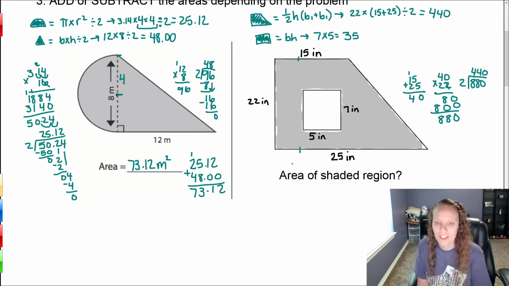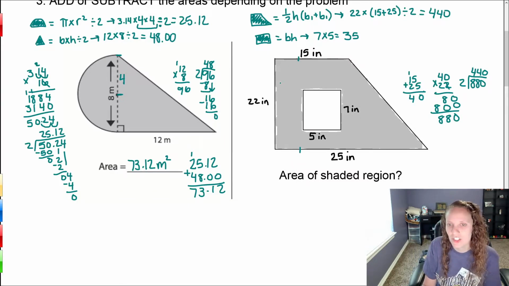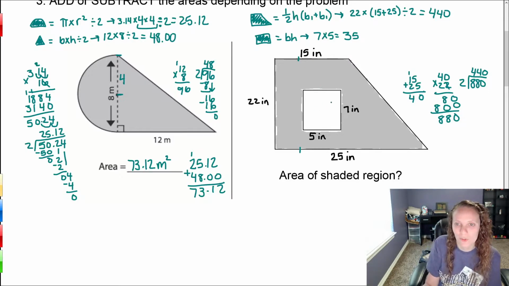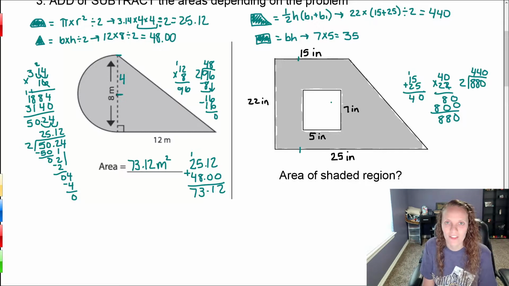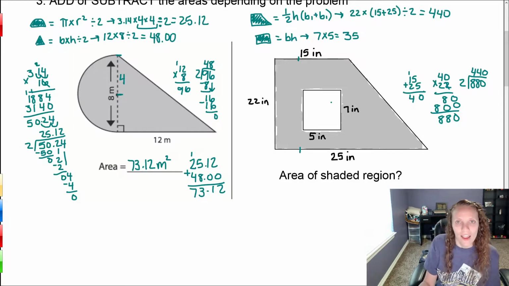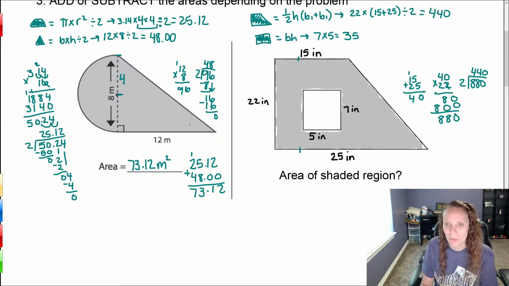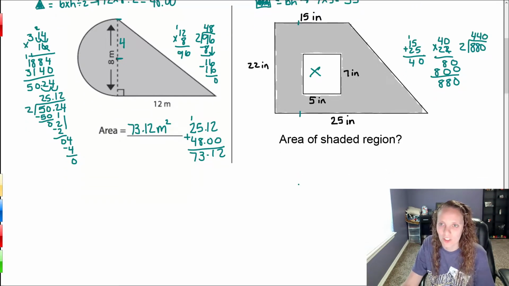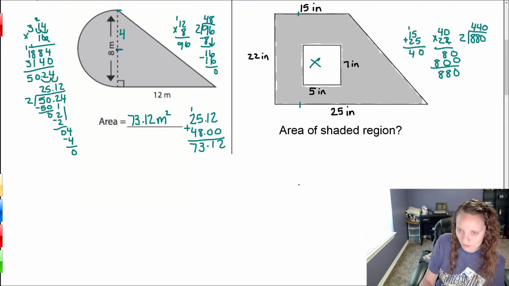Alright, now the question says, find the area of the shaded region. If you notice, the whole entire trapezoid is not shaded in. The part that's not shaded in is the rectangle. So we're finding the area of the trapezoid, and we have to take out the rectangle. We just want to know the shaded part. Since we're trying to take out this rectangle here, we're going to actually subtract the two areas on this one. So we're going to do 440 minus that 35 rectangle.